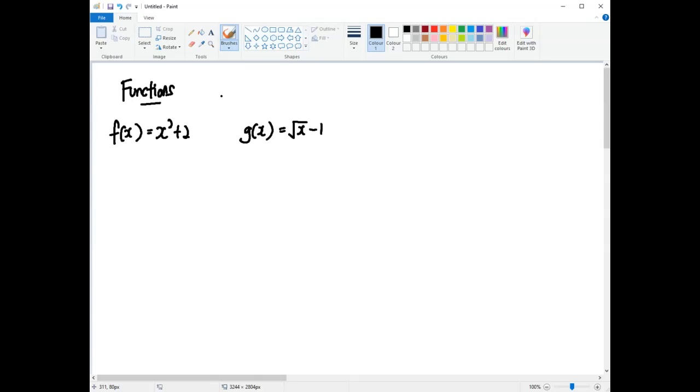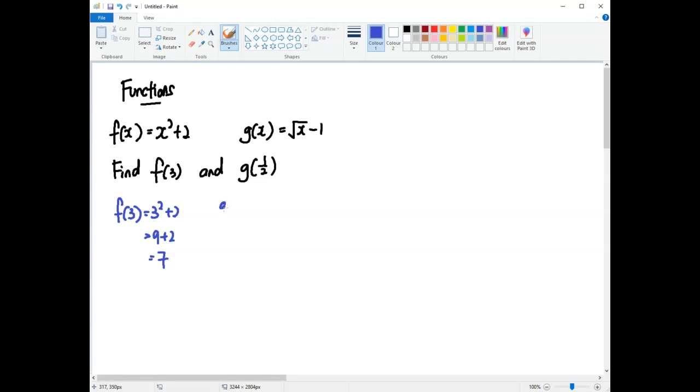The first question is to find f(3) and to find g(1/2). You need to know that f(3) means you're replacing x with 3. So f(3) equals 3 squared plus 2, which is equal to 9 plus 2, which is equal to 11.